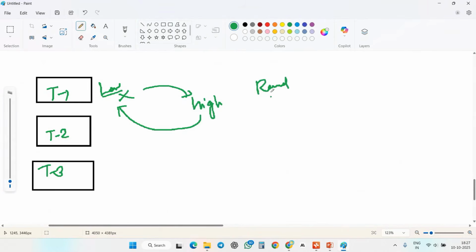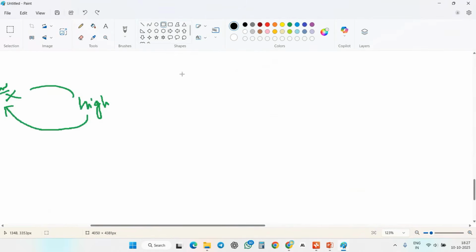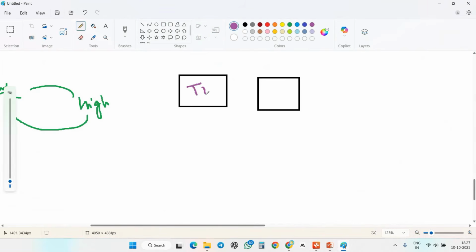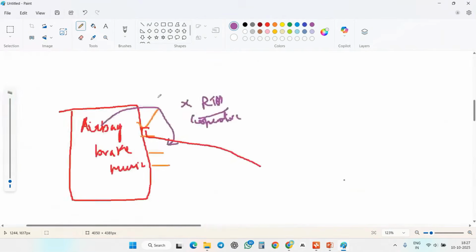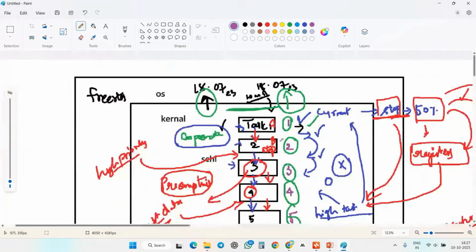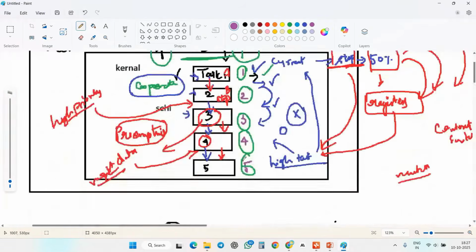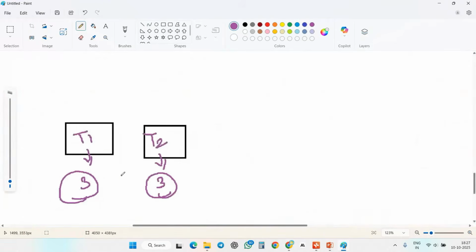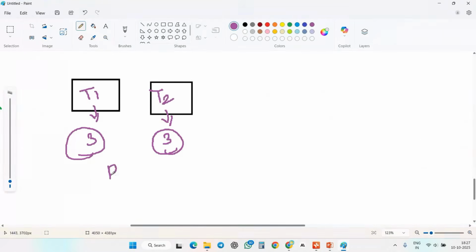So when are we going to use this round robin technique? Round robin happens among tasks with the same priority number. If you have task 1 and task 2, and both have the same priority number, 3, then I can't schedule them one after another like 1, 2, 3, 4. This time I need to give priority to both. Here you can introduce the round robin technique.